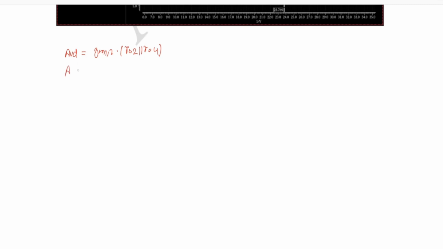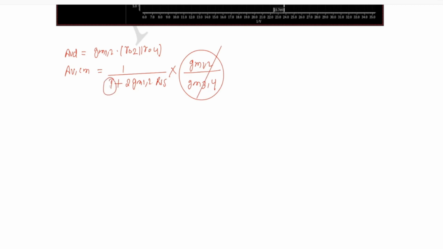And what is common mode gain? It's 1 by 1 plus 2 gm of input transistor into resistance of tail current source into gm of input transistor divided by gm of current mirror load. Suppose for approximate calculation I am taking this equal, so that will cancel out. I am ignoring this one.